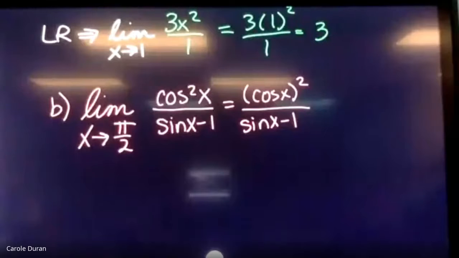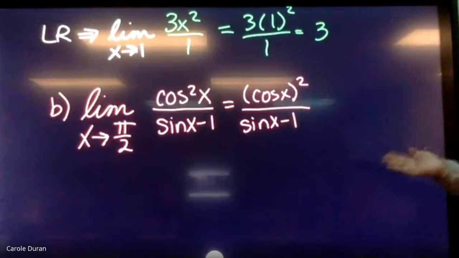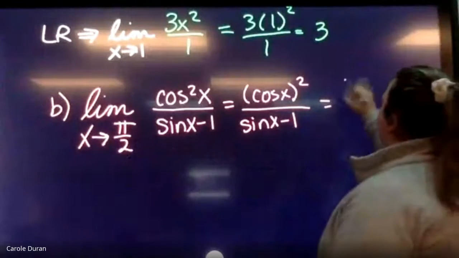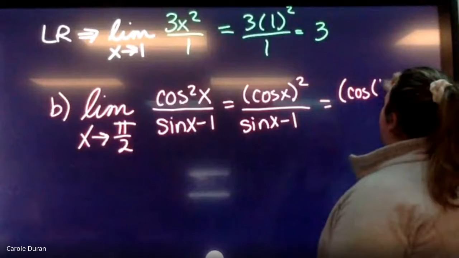So what's my first step when I'm faced with a limit problem like this? Again, plug in that limit value it's asking me to evaluate at. So I plug in pi over 2 for x. And when I do, I get what? I got a math error.